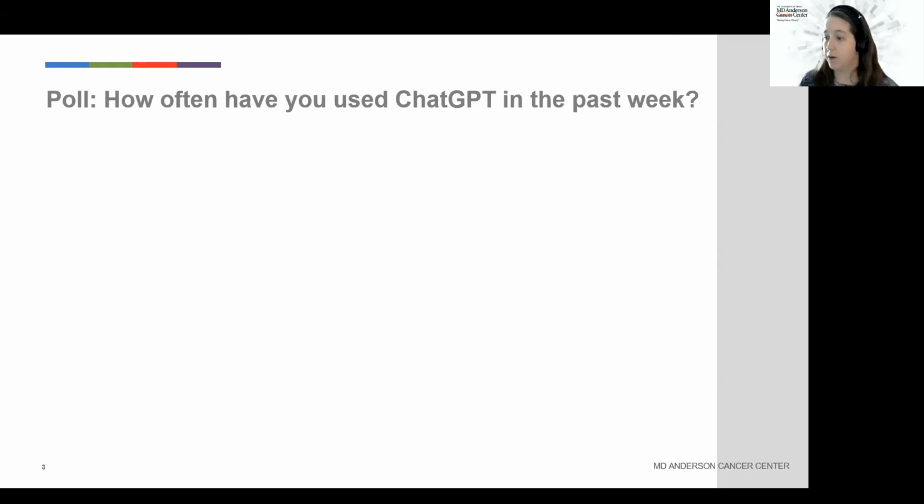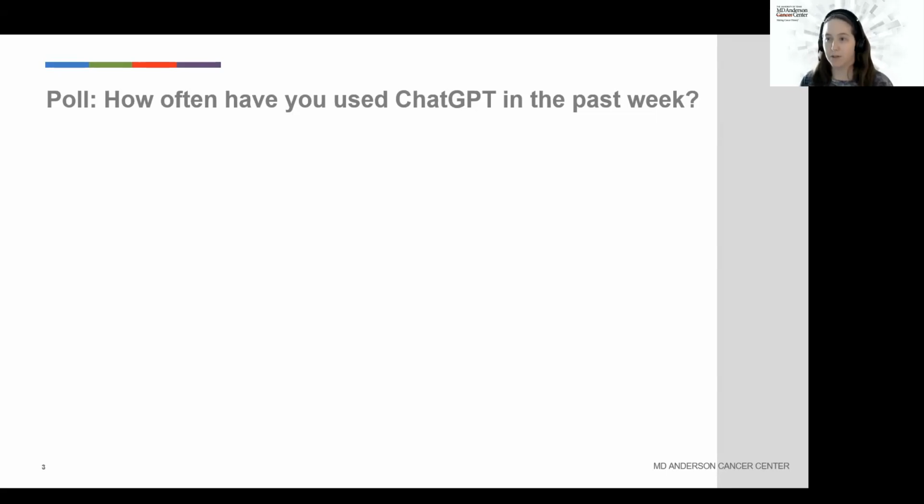So there we go. You can see even a number of people attending this session this afternoon have actually used this software. Some of you have used it a lot, every single day. That's interesting. Three to five times a week. Wow. So yeah, it's out there. This technology is available and people are using it. And I don't think it's going to go away.